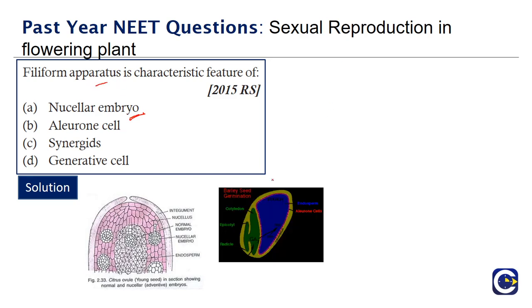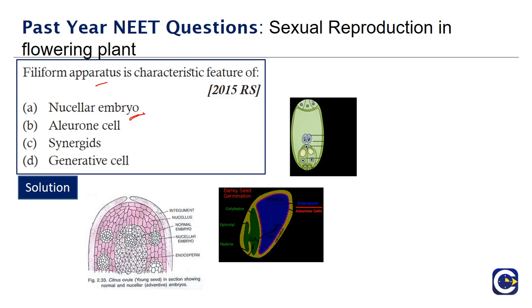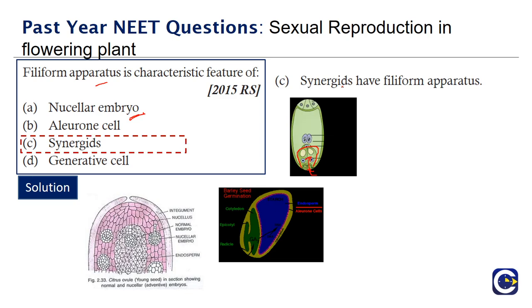Aleurone cell. When seen in germinating cells, we see that the aleurone cell is very protein rich, and it is the outermost cell of the endosperm. So the aleurone layer is present in the germinating seed. So this is not a part of filiform apparatus. Synergids, yes, synergids have a very important structure known as filiform apparatus. What this filiform apparatus does is it has finger-like projections, and it enables the growth of the pollen tube into the synergids, so that the fertilization can occur. So the answer is synergids. So moving on to the next question.